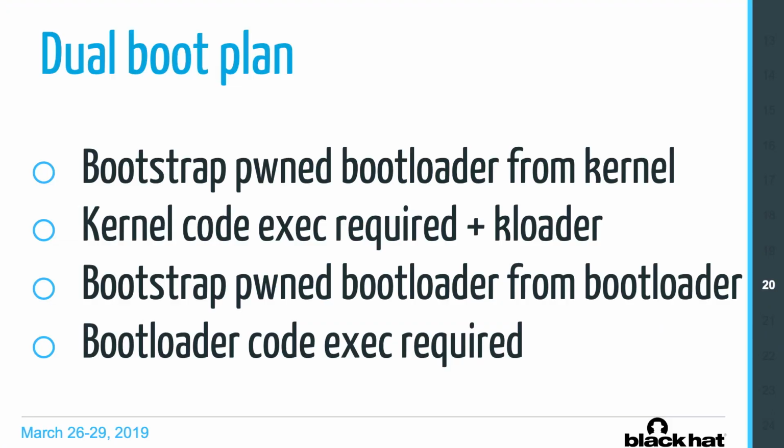Okay, so let's switch back to dual boot. The plan is we can bootstrap our fixed bootloader from a kernel. That's one way. For this purpose, kernel code execution is required, as well as a tool called kloader. Or we can execute our fixed bootloader from another bootloader. In this case, bootloader code execution is required.